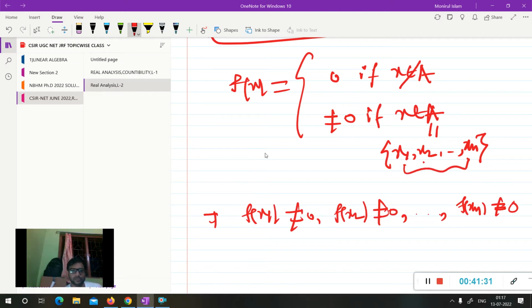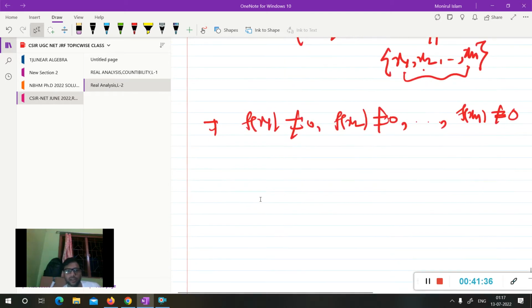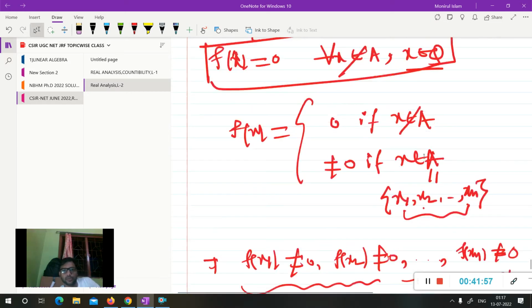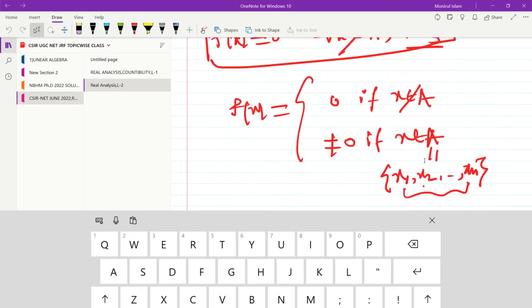So the image of f is countable. Hope you understand, because it contains only n elements with non-zero images, and all other elements have zero images. So the image of f will be countable. Such an f will always have a countable image.